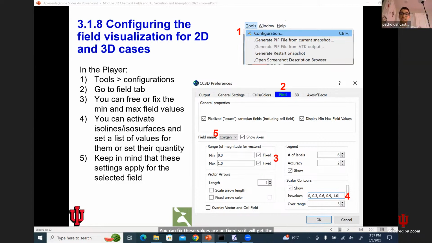You can set the ISO values, which will be those lines that I was showing you, either by the value of the lines you can set, or also the number of lines. And also don't forget that these configurations will apply only to the field you choose. So for example, here I'm choosing oxygen. If I had other fields like nutrient, etc., I would have to set one by one.